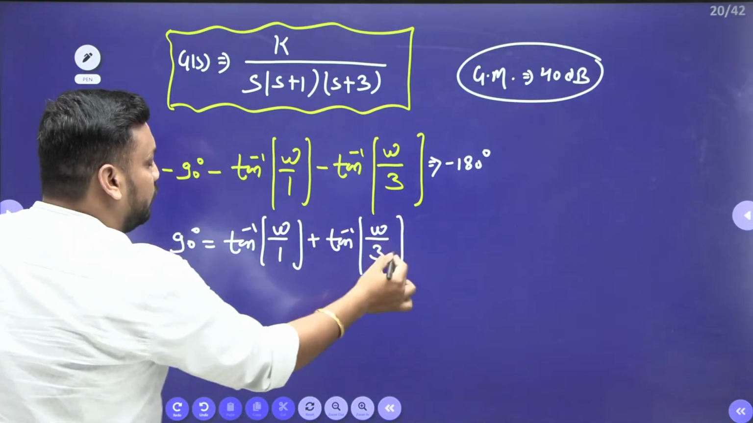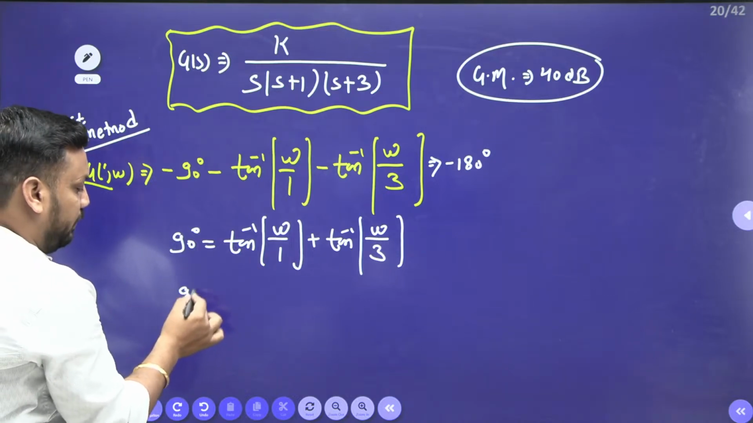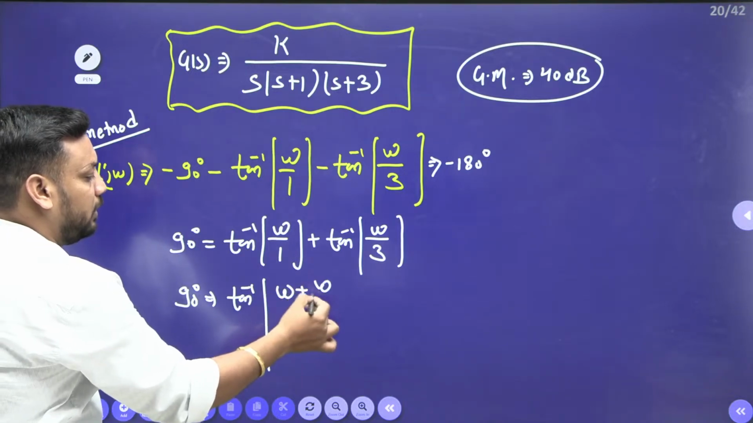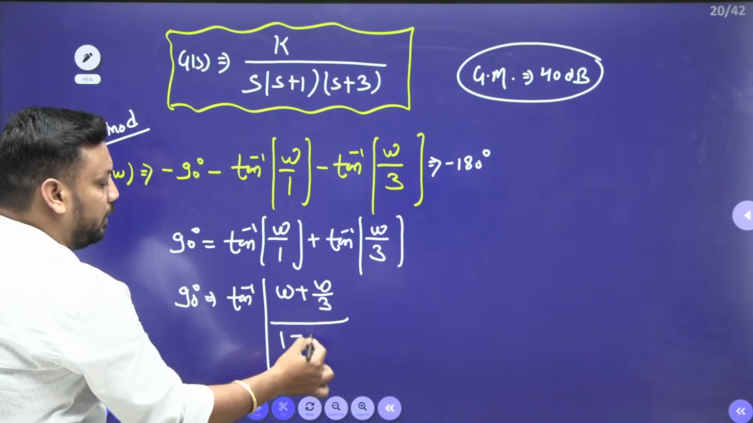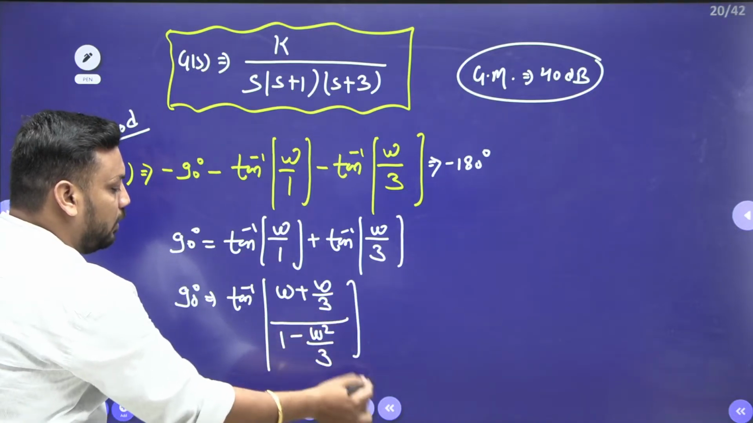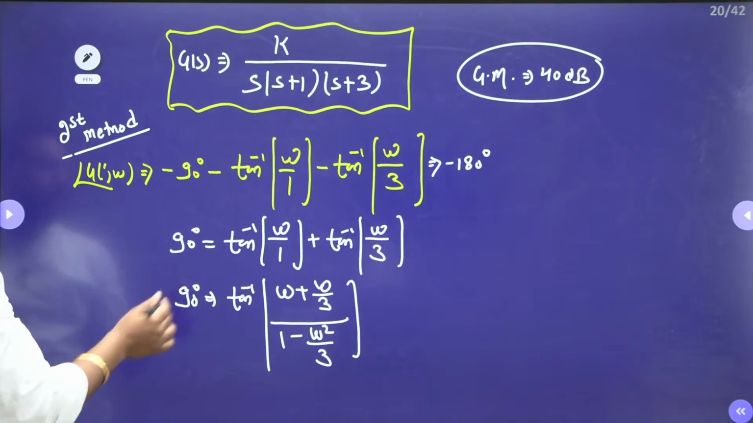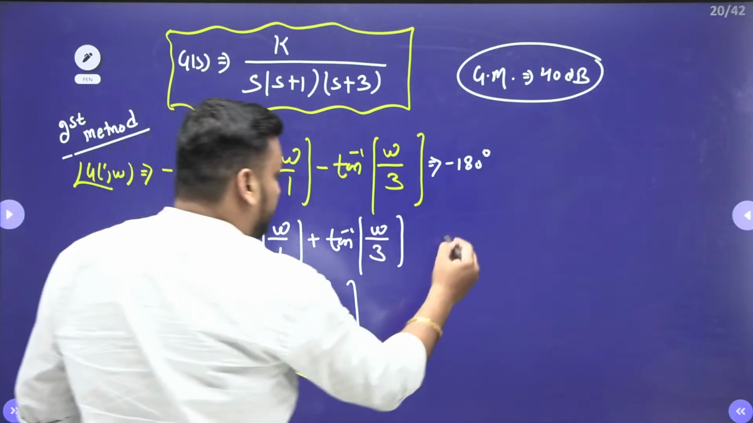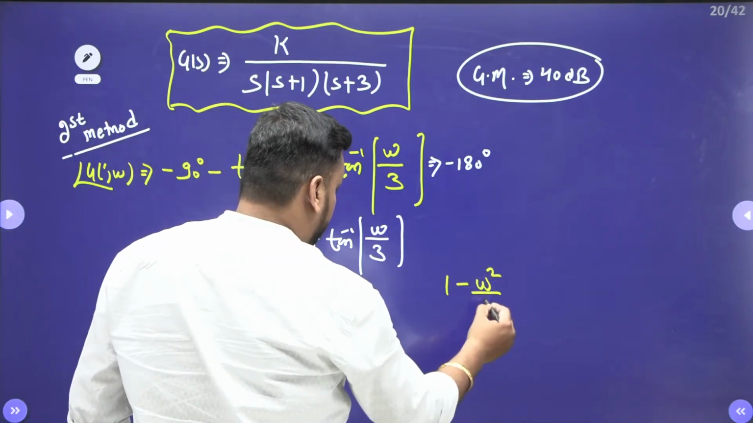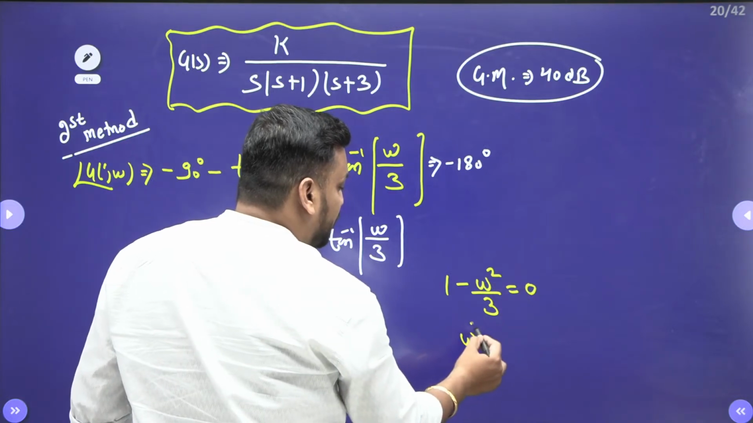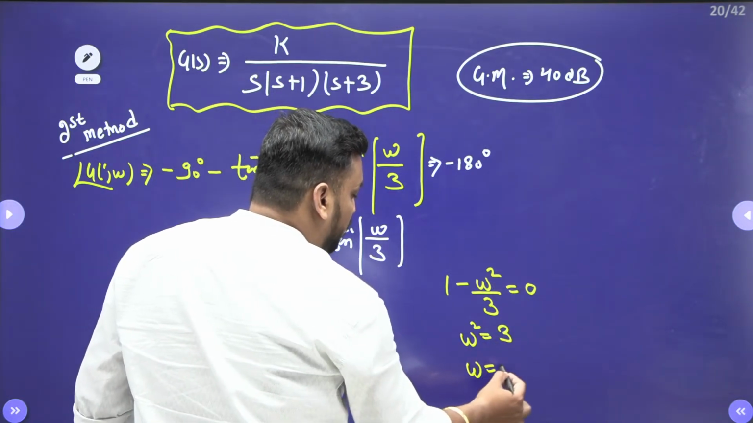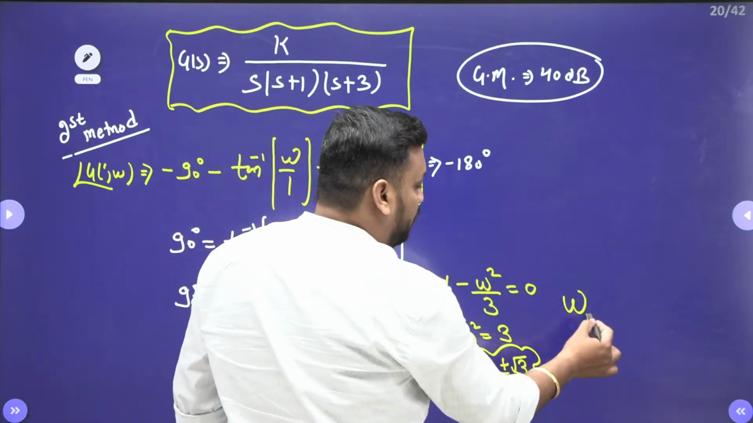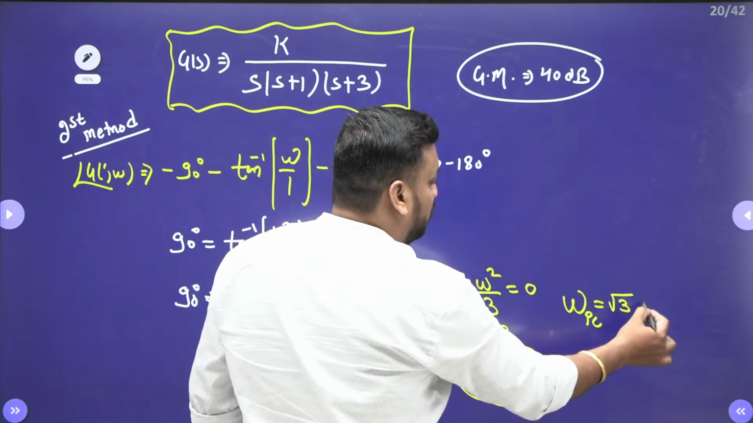Here I'll use the formula for tan of A plus B. So 90 degree equals tan inverse of (omega plus omega by 3) upon (1 minus tan A tan B), which means 1 minus omega square by 3. If I take tan on both sides, tan 90 is infinity, which means 1 by 0. So this term has to be 0: 1 minus omega square by 3 equals 0. So omega square equals 3, and omega equals plus minus root 3. Because frequency is always positive, omega PC is root 3 radian per second.